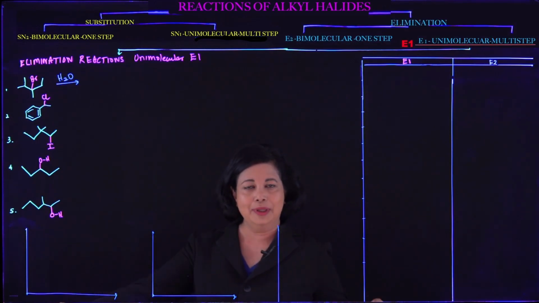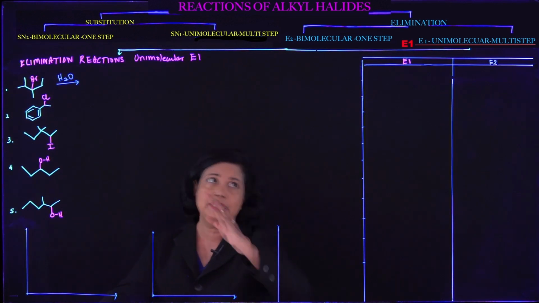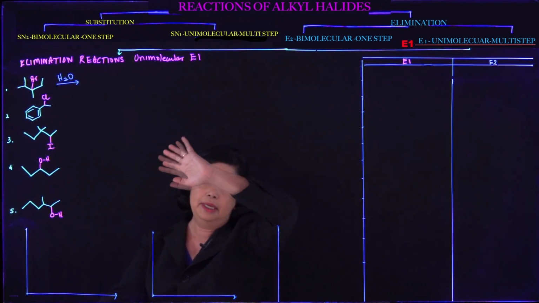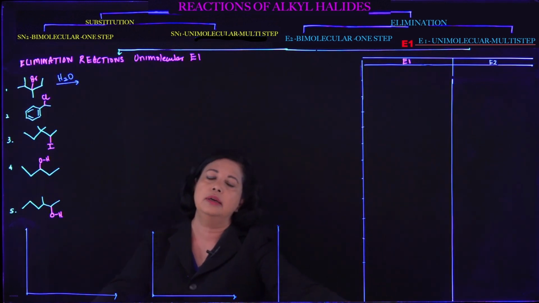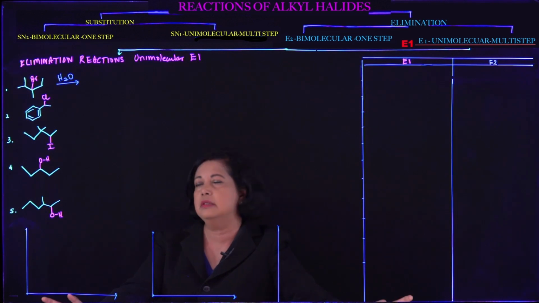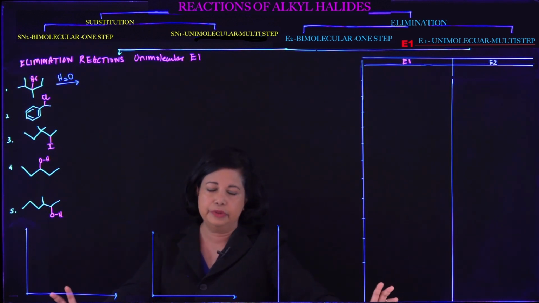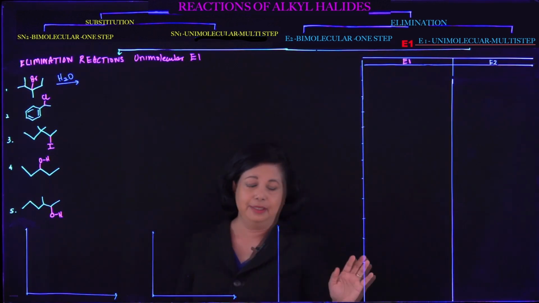Welcome everybody, welcome to Reactions of Alkyl Halides. We've been going through the series SN2, E2, SN1, and the last one is E1. There are lots of other reactions like Suzuki coupling and so many other different reactions that alkyl halides can do. We're just going to touch on the surface here because of the time limitations.